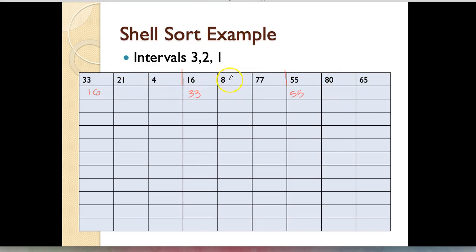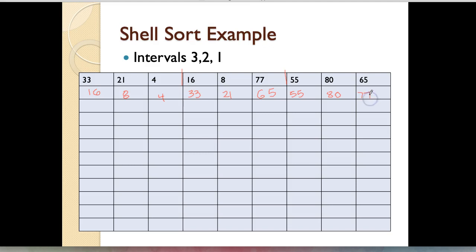Now I'm going to continue with 21, 8, and 80. So I go with 21 and 8. When I compare them, I know that they are out of place. So 8 goes in here, and number 21 will be compared with 80, and 21 is actually going to be right here, and therefore 80 will remain right over here at the end. Now I'm going to have number 4 and 77, and number 4 remains in here compared to 77. 77 and 65, however, are in the wrong order, so number 65 will go right in here, and number 77 will go right in here.